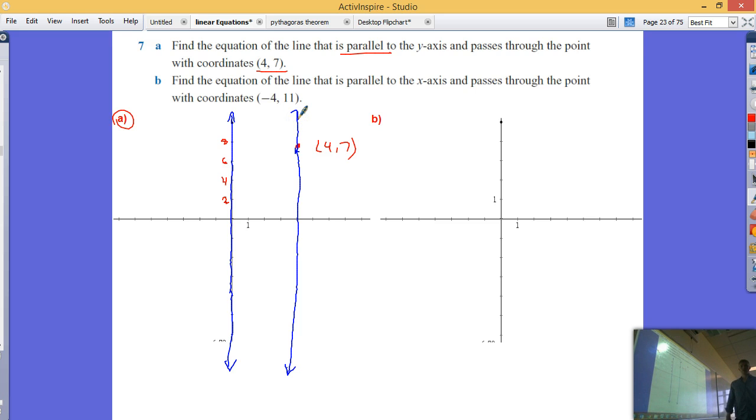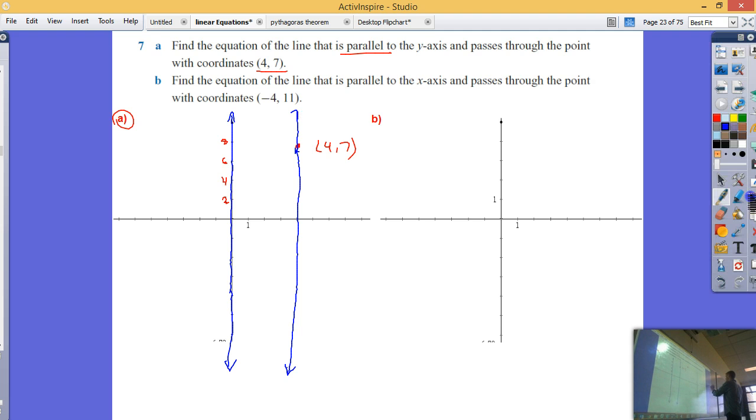And what is the equation of that line? Does it have a gradient? Does it have steepness? Yes. This one is not on an angle, it's straight up. Okay? So it has what's called like an infinite amount of gradient. And that is not something we're going to put in the equation y equals mx plus c.